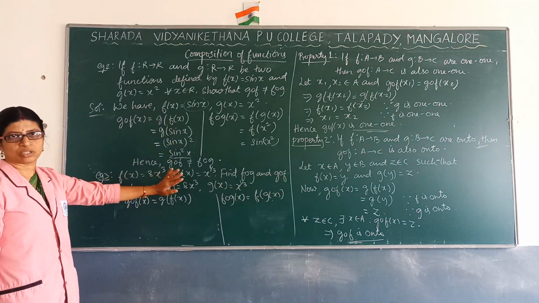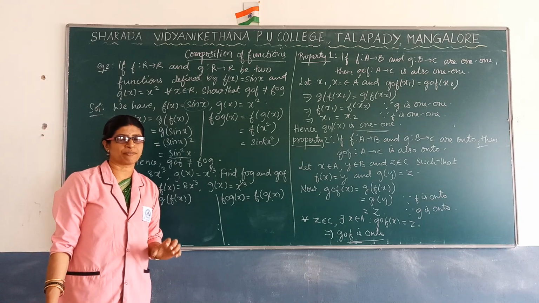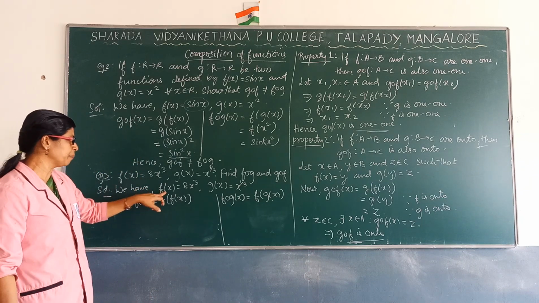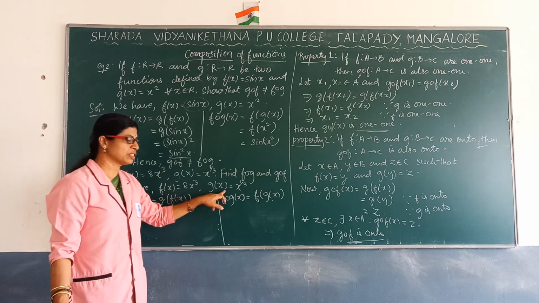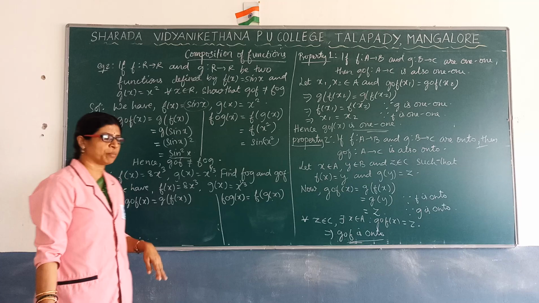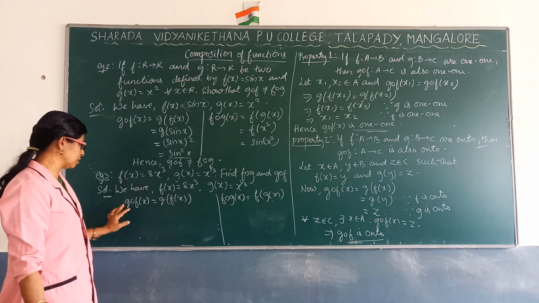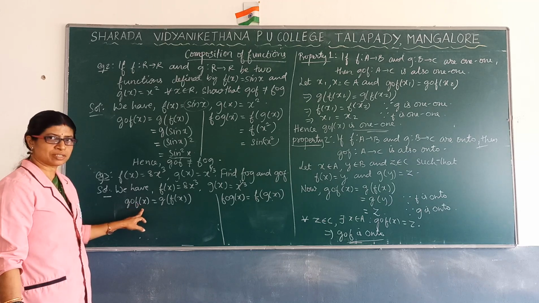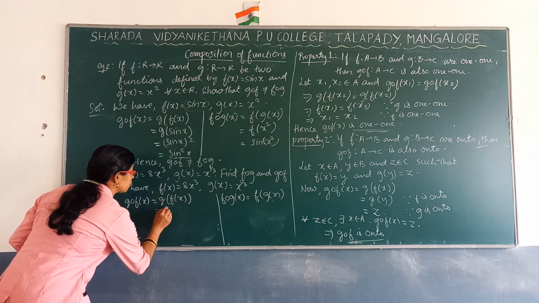So rewrite the function. As a solution, first we have to begin with the function itself. Rewrite the function. What is the function? f of x is equal to 8x cubed and g of x is equal to x to the power 1 by 3. So we rewrite the definition of composition of functions. So g o f of x is nothing but what? g of f of x.